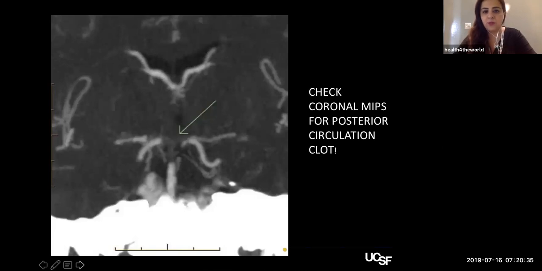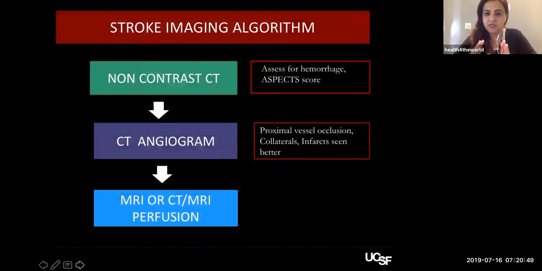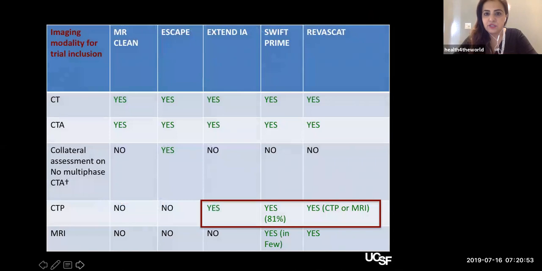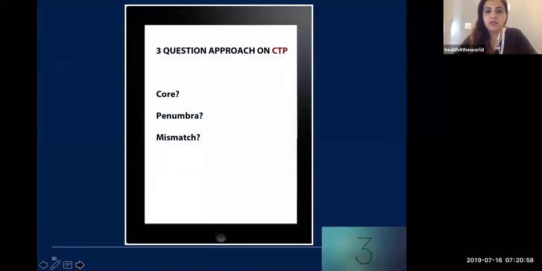So generally when we do our stroke protocols here, we do a non-con CT, we do a CTA, and unless we get the coronal, we do not say that there is no clot, because you want to confirm on the coronal that there is no filling defect. All right, so started with the non-con, moved on to the CTA. Next, some of the trials used CT perfusion while others used MRI. So if you have a CT perfusion, the most common approach is a 3-question approach. How is the core? How is the penumbra? And what is the mismatch?